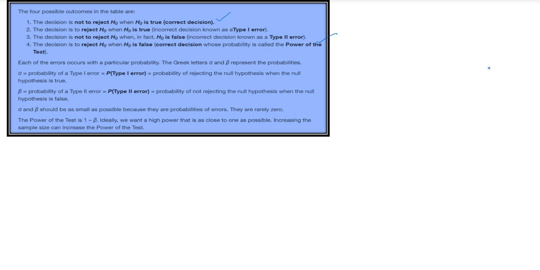Rejecting H naught when H naught is true, rejecting H naught when it is correct, is type 1 error. And usually we denote type 1 error by alpha. Actually, the probability of the type 1 error is denoted by alpha. So the probability of type 1 error is alpha.